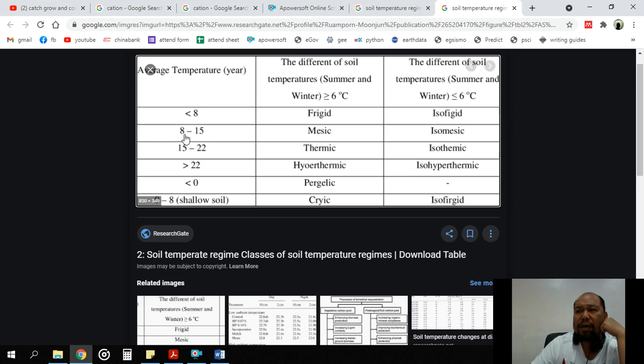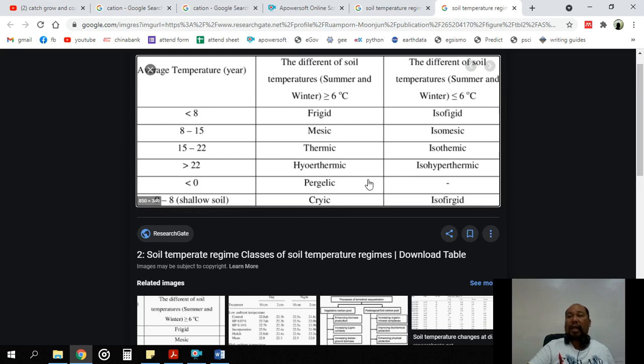Okay? 8 to 15 degrees, that's mesic. 15 to 22 degrees, thermic. Isothermic if the difference is less than 6. Then more than 22, that's hyperthermic. Less than 0 is pergelic. 0 to minus 8 is also cryic.